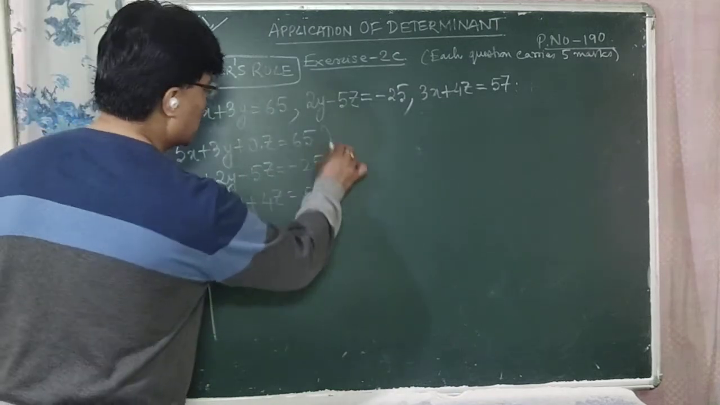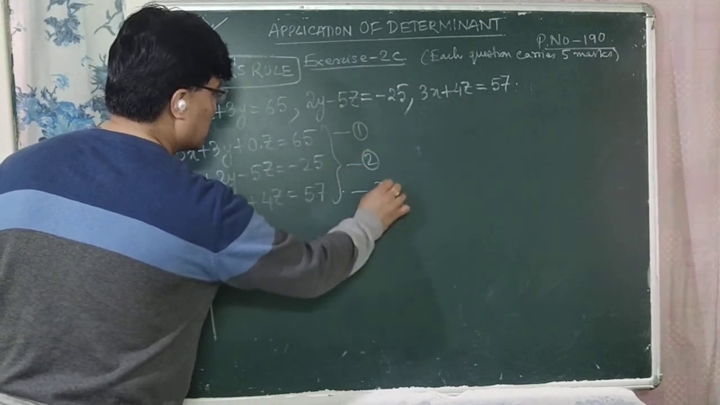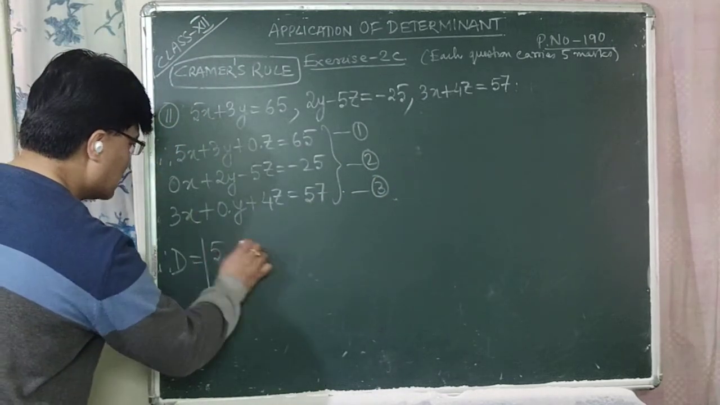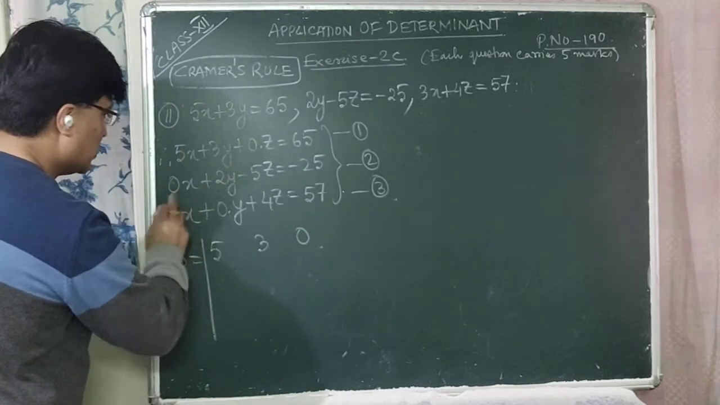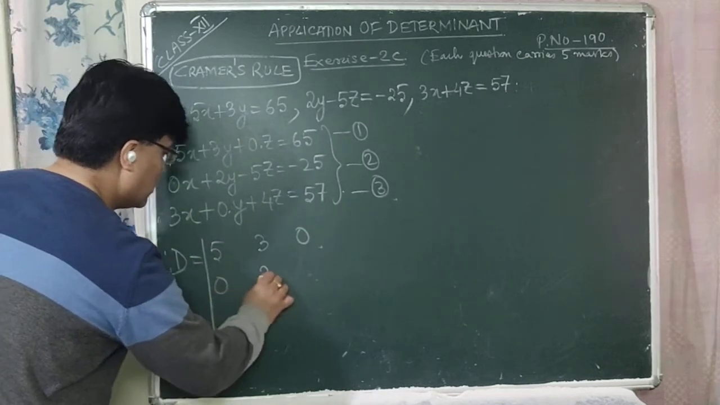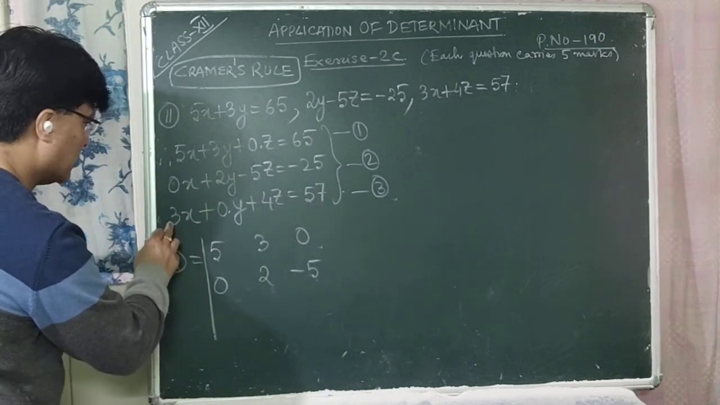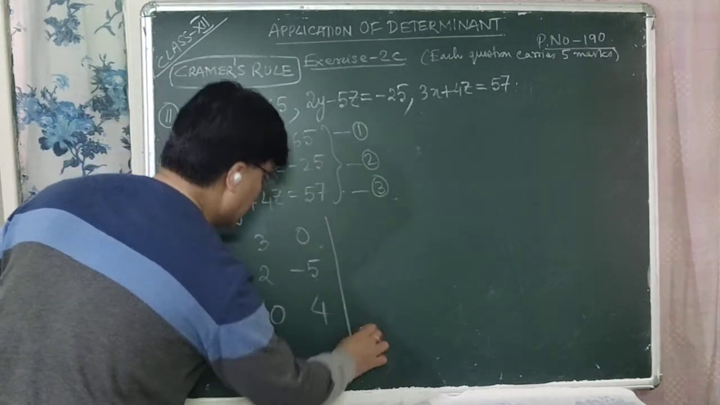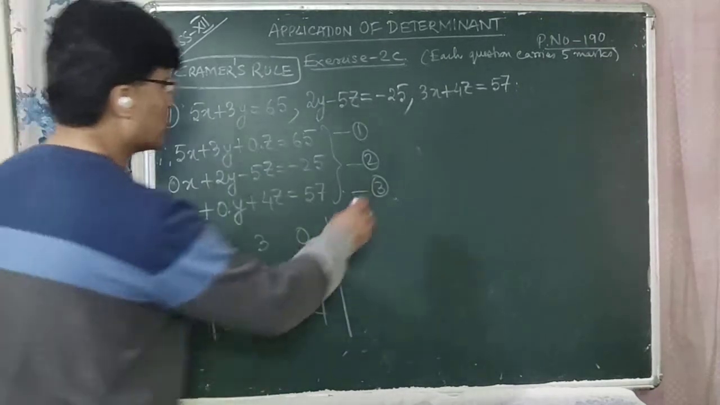So this is your first equation, second, and this is the third equation. What is D? What is the first row? It is 5, 3, 0. What is the second row? 0, 2, minus 5. And what is the third one? 3, 0, 4. Okay, this is the determinant D. So let us expand it now with respect to the first row.